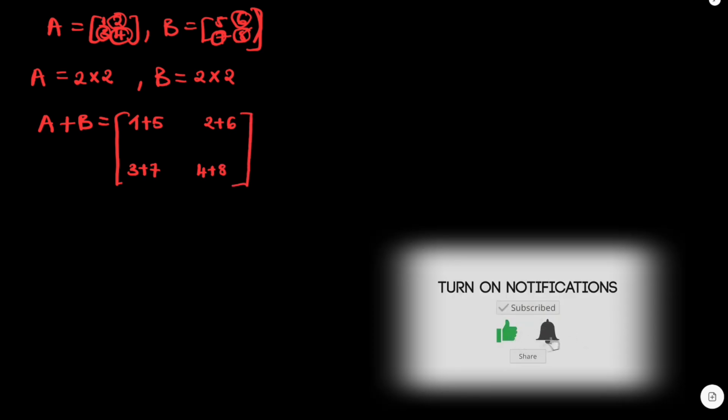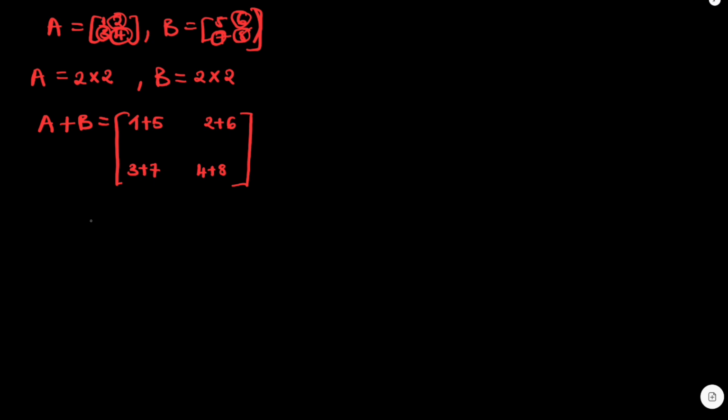So that is simply what matrix addition is. Let us add them. This will give you 6. This will give you 8. This will give you 10. And this will give you 12. So that is simply A plus B.